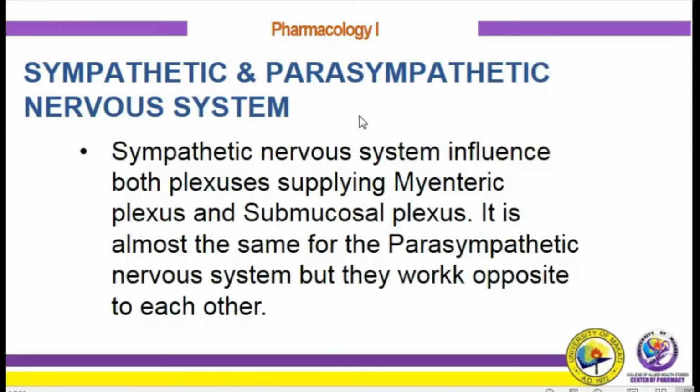Let's go now to the parasympathetic and sympathetic nervous system. As I have mentioned earlier, the ENS also functions in communication with both the parasympathetic and sympathetic nervous systems. The sympathetic neurons innervate both plexuses, the myenteric plexus and the submucosal plexus. It is almost the same for the parasympathetic nervous system, but they work opposite to each other.